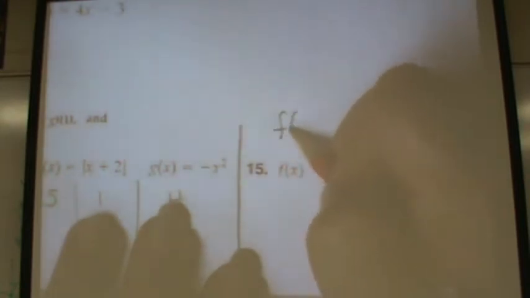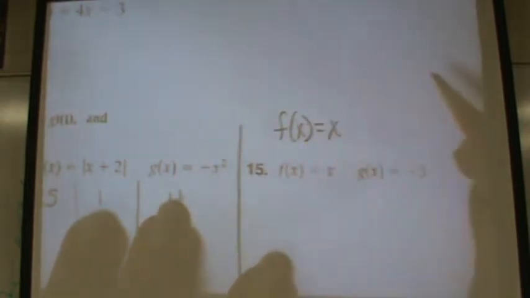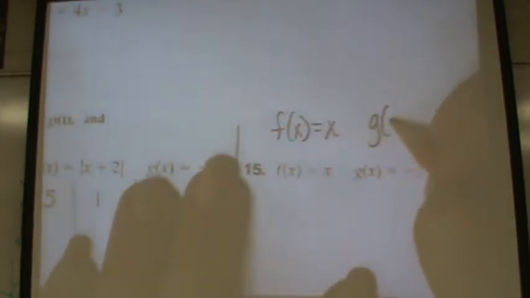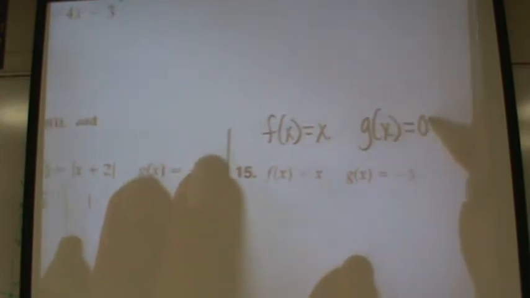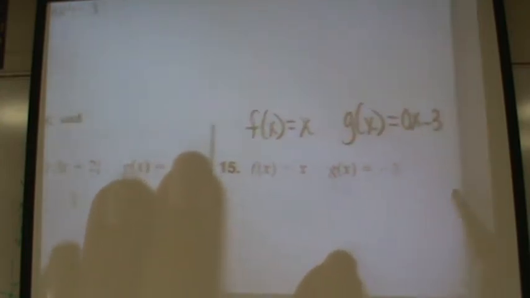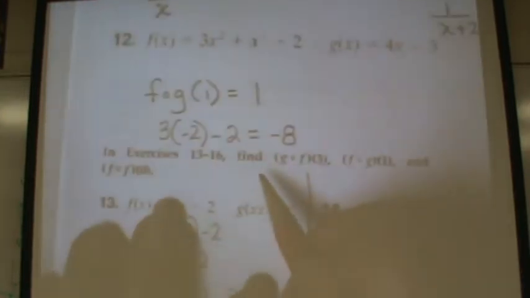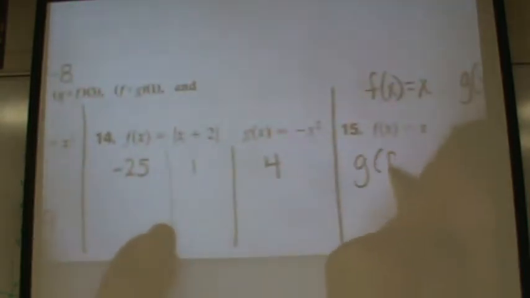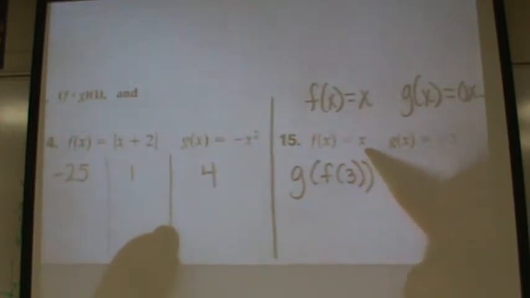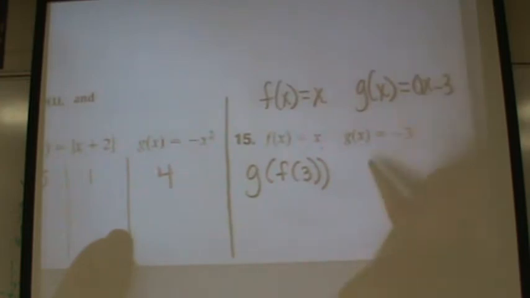And for 15. 15 says f of x is equal to x. And g of x, there is no x value, but it's 0x minus 3. So think of it that way. So if you did g of f of 3, g of f of 3. If I plug 3 in here, I get a 3. And if I plug 3 in here, I get -3.